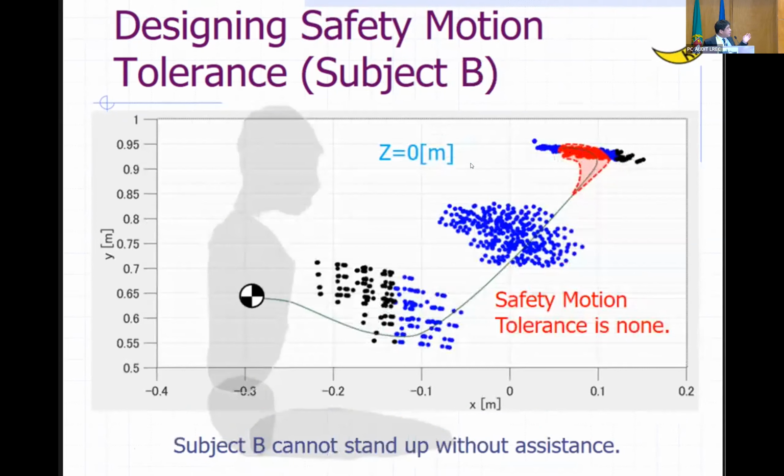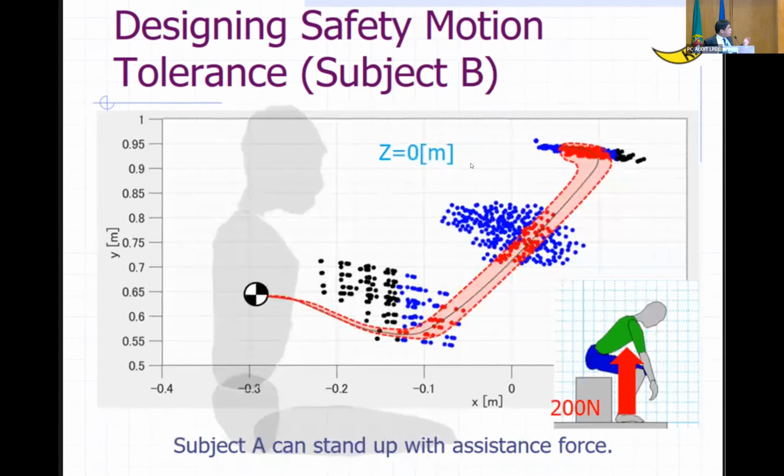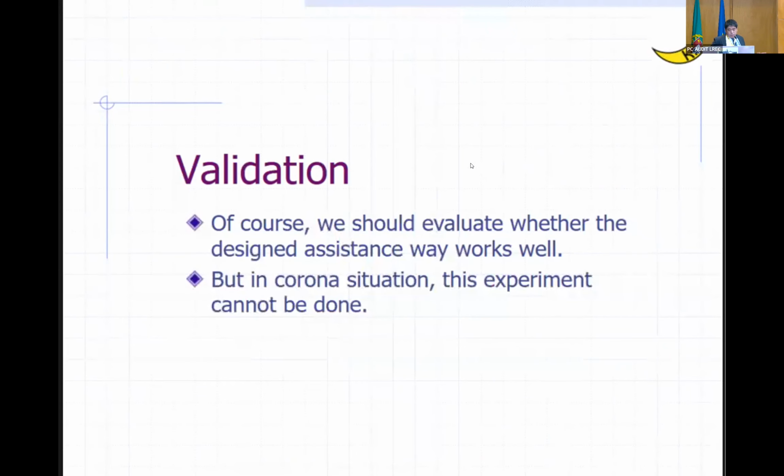And this is the result of subject B. Subject B cannot stand up without assistance because the safety motion tolerance is null. So, for example, if the device assists with an upward force of 200 newtons, subject B can stand up with this. So we show the performance, and we show the validation.